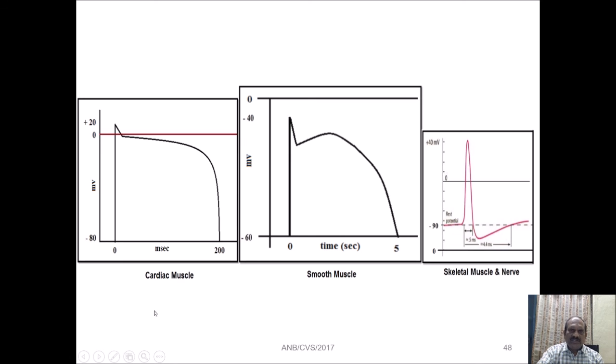Okay, now let us study afterwards the ionic changes which are occurring in the genesis of this plateau in the action potential in the cardiac muscle in the next lecture.